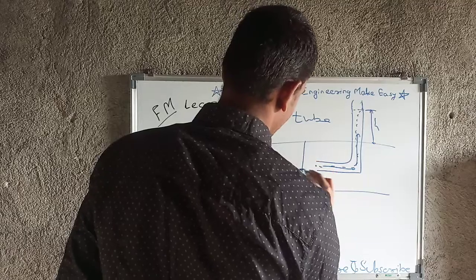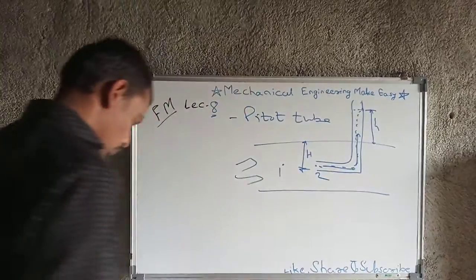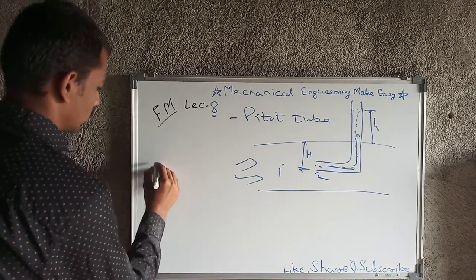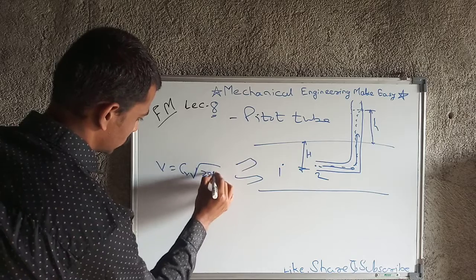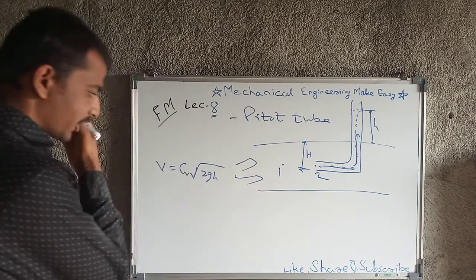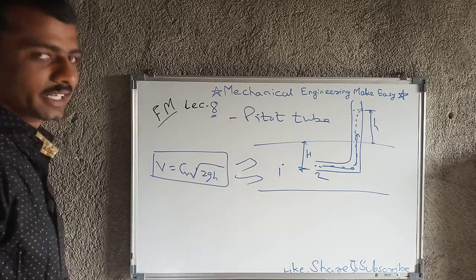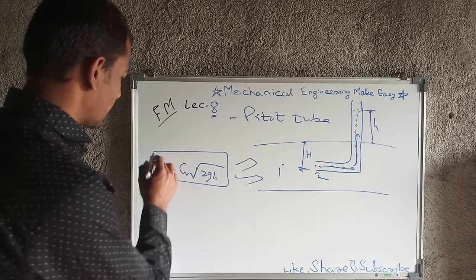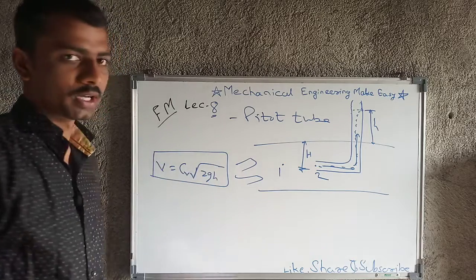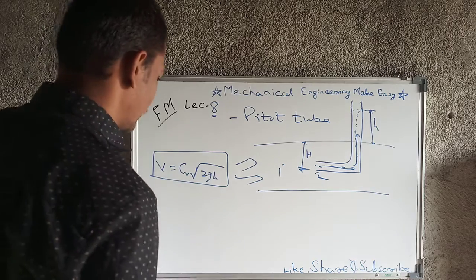This is the capital H and this is small h. So what exactly is the formula? Velocity equals CV under root of 2gH. I have given you the formula directly. There is one derivation for this, but no one is going to ask that derivation in the GATE exam. That's why I am giving you the formula directly. If you need the derivation, then you can comment. I will give it to you in the next few days.